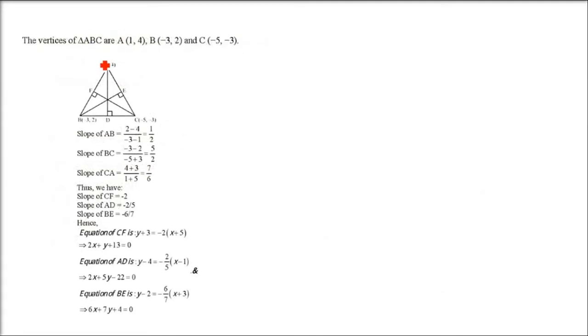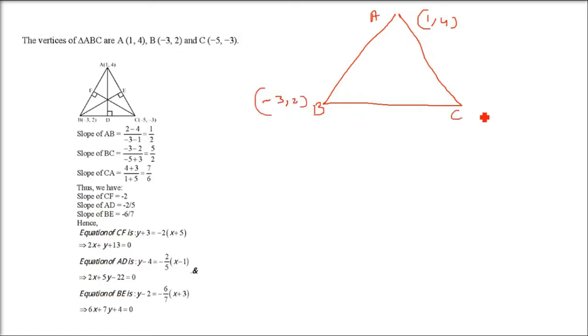Next is find the equations of the altitudes of a triangle ABC whose vertices are A, B, C. 3 vertices are given, so we have to find out the equation of the altitudes. One of the altitudes I'm going to find and 2 you are going to do. So this is a triangle. You have A, 1, 4. This is B, which is minus 3 and 2. And C is minus 5 and minus 3.